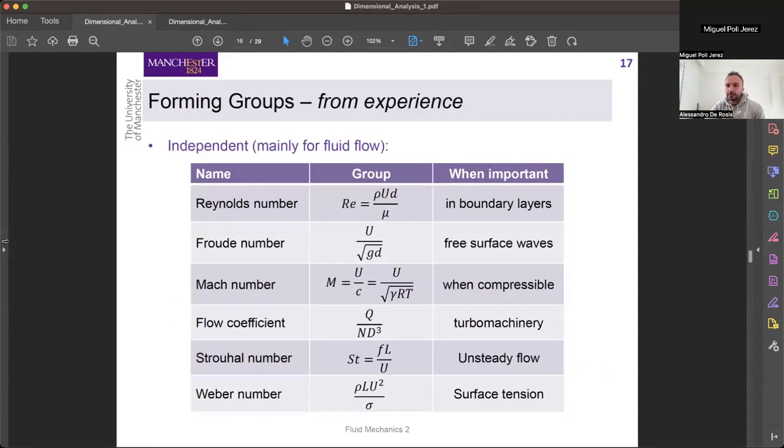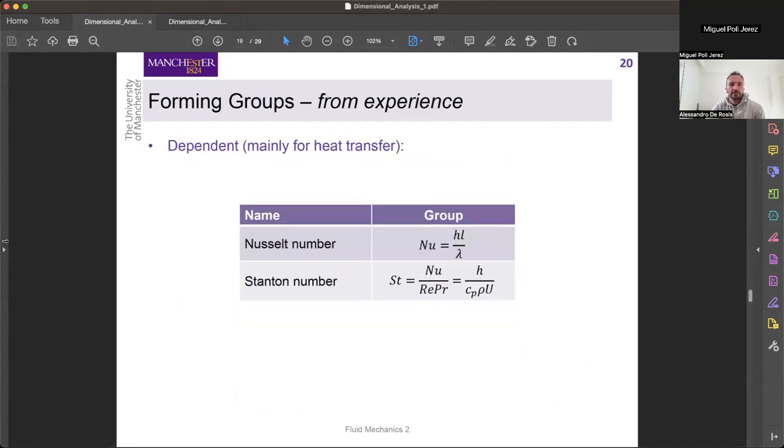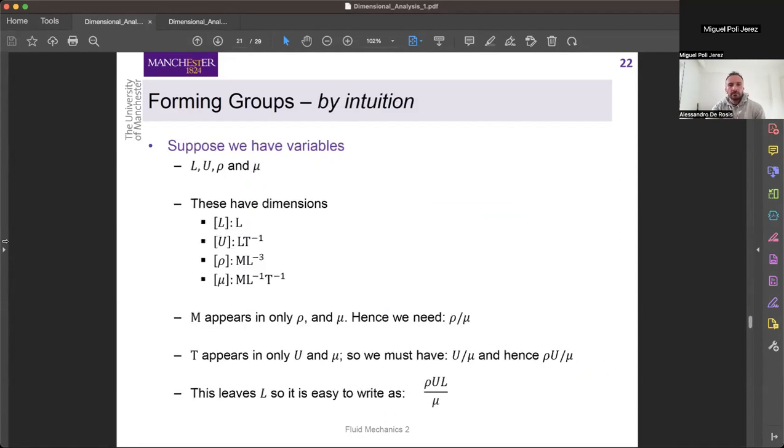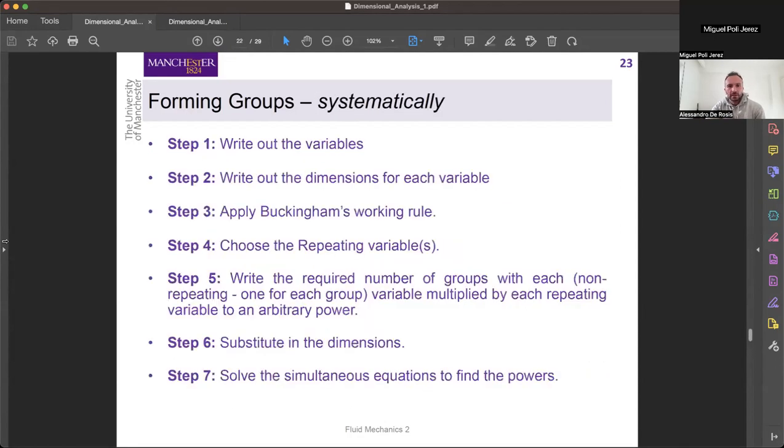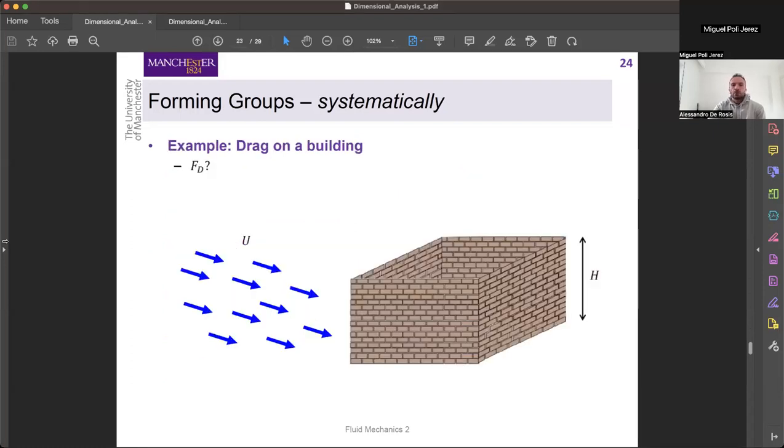Let's see how to build the pi groups. Let's make a practical example. There is a so-called systematic approach to do it, which follows 7 steps. Let's imagine that we want to characterize the drag force acting on a wall of height h, where we have a wind which is coming with a certain velocity u.